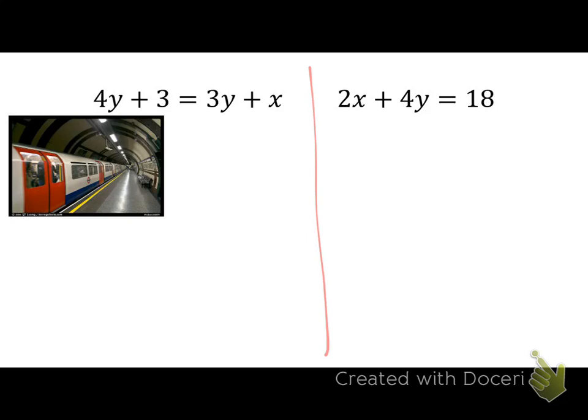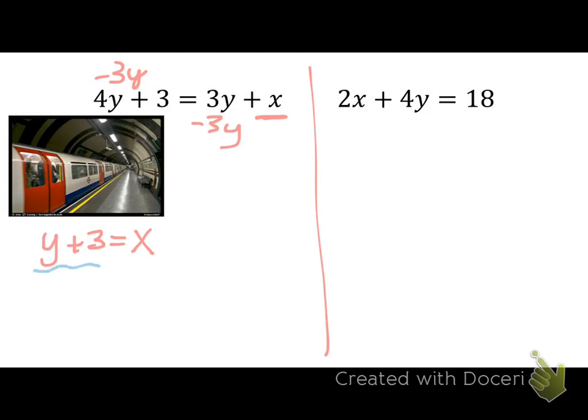Okay, so first step, do I have a variable that's isolated? Well, it doesn't look like I do. Second step, is there one that I can isolate that does not have a number in front of it? Well, it looks like this x doesn't. So can we subtract this 3y over? 4y minus 3y is just y. Now I have a variable that's isolated.